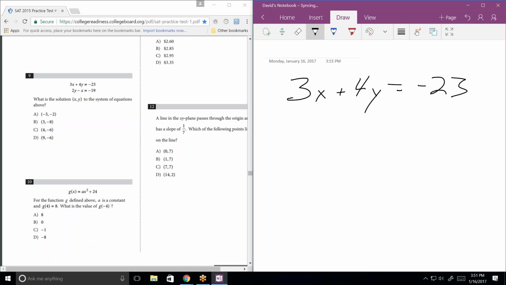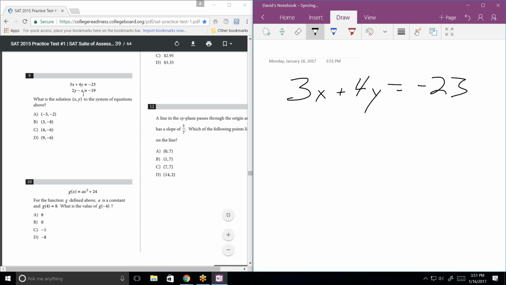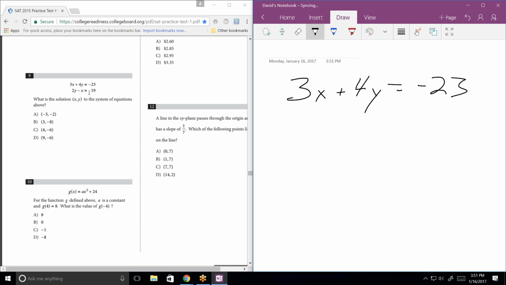Multiplied by 4. So hold on. Notice that the y and the x are in different positions. Oh, okay. So rewrite it to negative x plus 2y. Okay. That's the first big step.